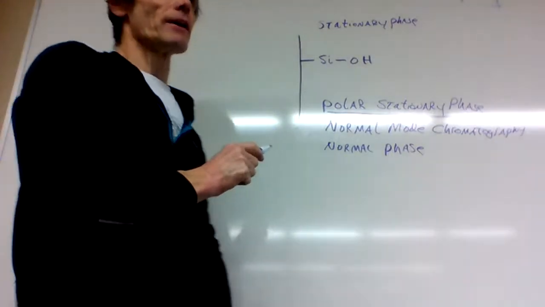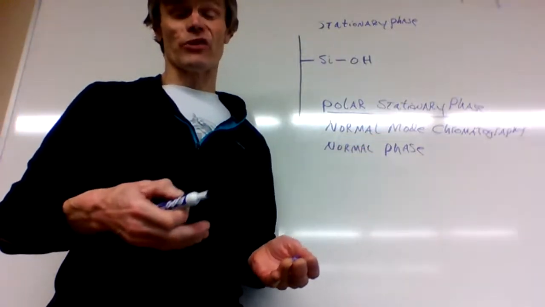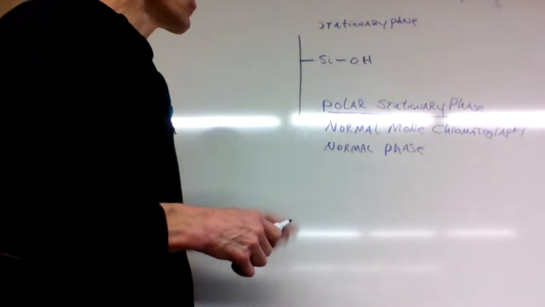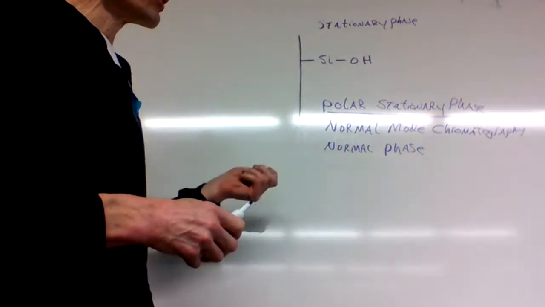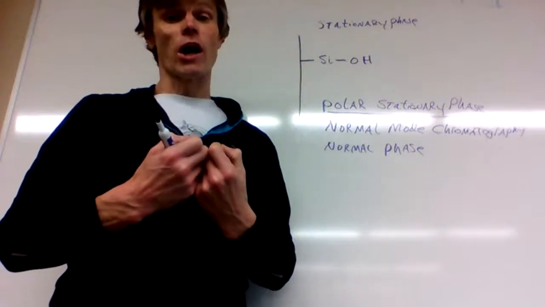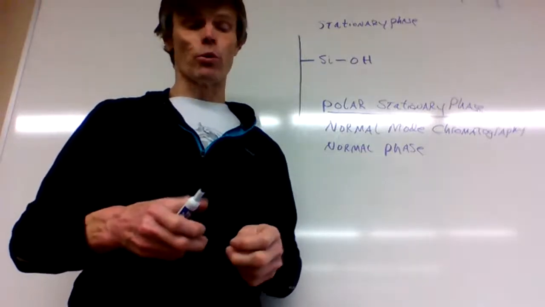Now, this is called normal phase simply because this was the original type of chromatography that was conducted in the 1800s and early 1900s. They used polar surfaces. Polar surfaces retained polar substances longer on their column, and it was better for separation of polar species.